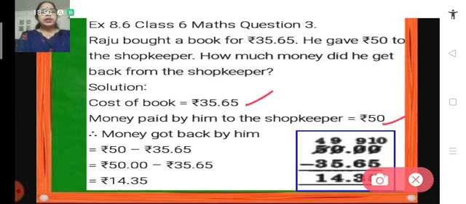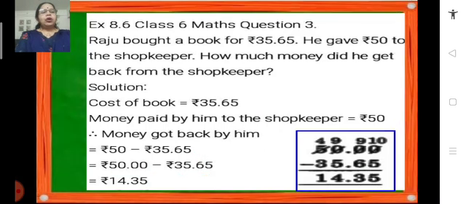It was rupees 50. So, how much money will he get back? We have to subtract 35.65 from 50. So, the money he got back is rupees 50 minus rupees 35.65. In order to make them like decimals, 50 can be written as 50.00 and we have 35.65. So, we place them in columns like this and we subtract.